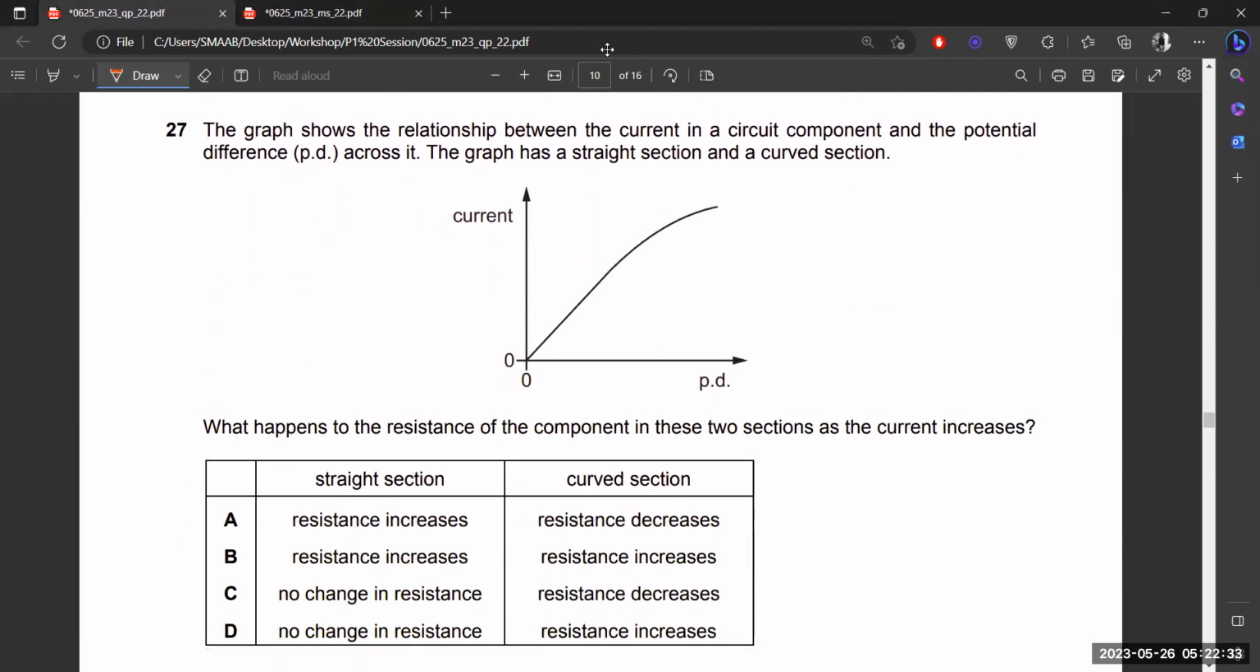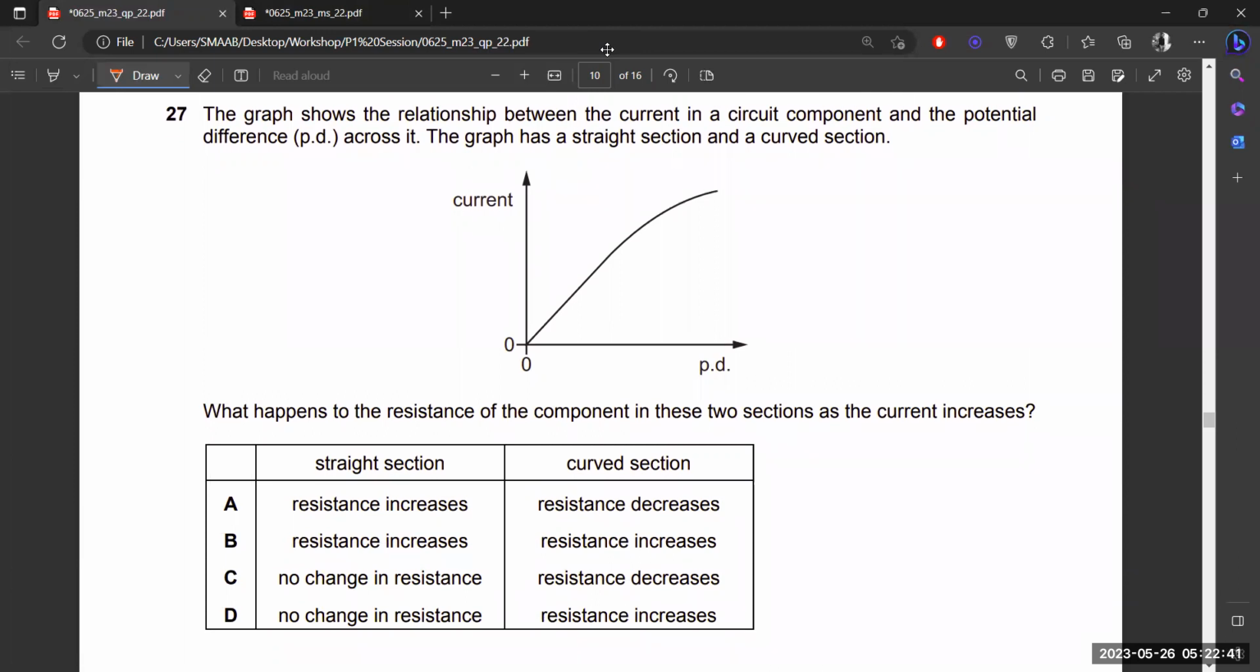Okay, that's good. Question 27: the graph shows the relation between the current in a circuit component and the potential difference. What happens to the resistance of the component in these two sections as the current increases? First we observe that there is a straight line, then there is a curve, so these are two sections. In the straight section, current and potential difference are directly proportional, so resistance remains constant, with no change. So A and B are not the right choice.